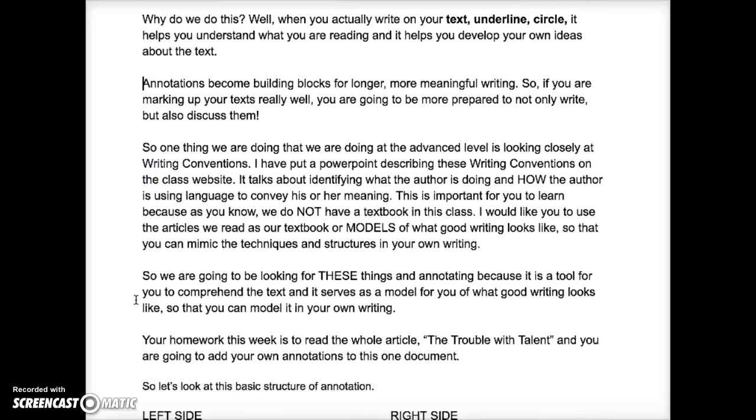So one thing that we're doing at the advanced level is looking closely at writing conventions. And I put a PowerPoint describing what writing conventions mean on our class website. And it talks about identifying what the author is doing and how the author is using language to convey his or her meaning. So I'm going to say that again. Writing conventions talks about what the author is doing and how the author is using language to convey his or her meaning.